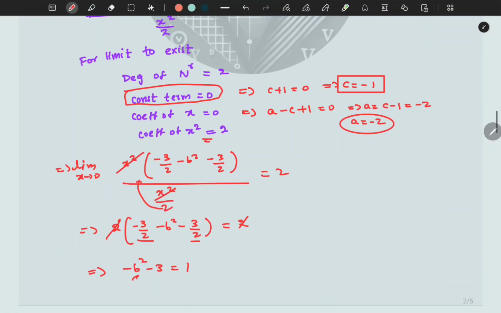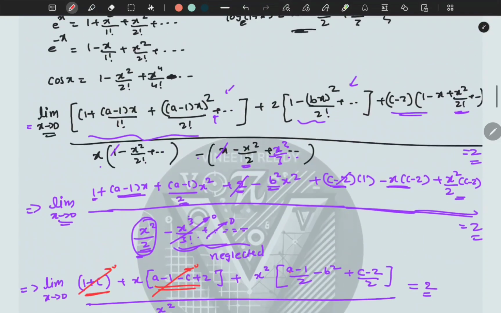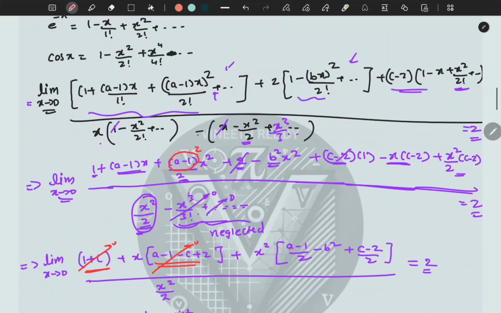Yeah, here b square should be positive. I think we made a mistake. Let me once cross-check. Yeah, 1 plus (a minus 1)x, (a minus 1)x. Okay, I think this should be square. So it should be (a minus 1) whole square.